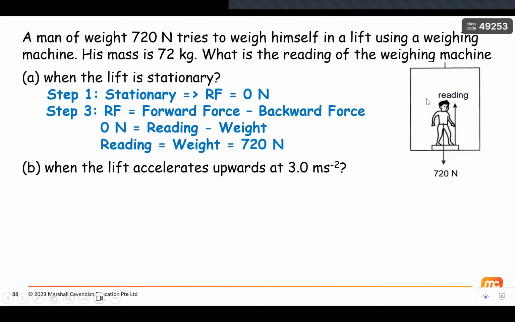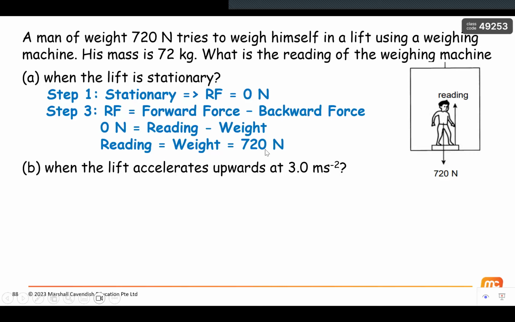So I go into step number 3. Resultant force equals to forward force minus backwards force. I substitute my numbers. Resultant force is 0 newtons equals to, I take my forward force as my reading. In this case, the lift doesn't move, so it doesn't matter whether your forward force is downwards or upwards, but I'll just take it as upwards. So the reading minus the backwards force, which is weight, is 0. So the reading will actually equal the weight. The forces are balanced in order to have 0 resultant force. So the reading will actually be 720 newtons.